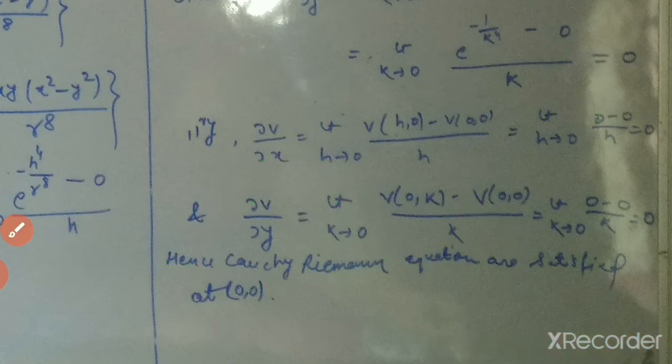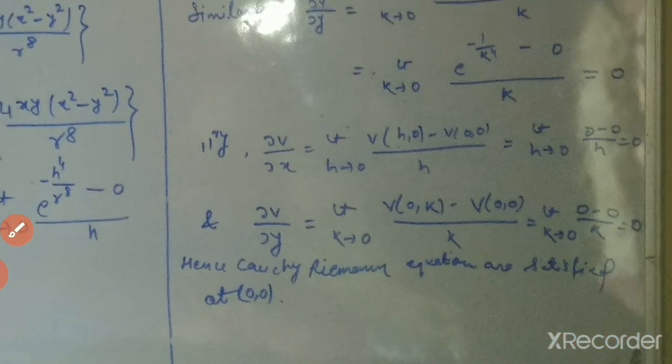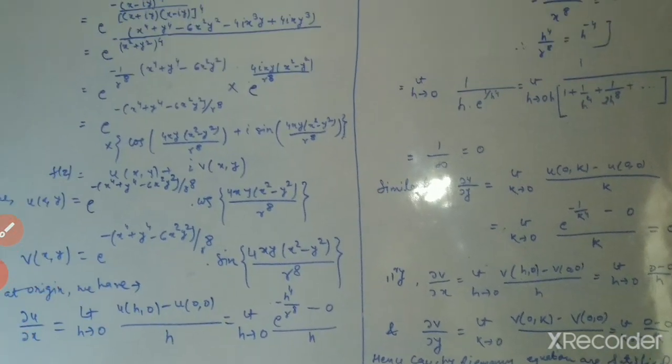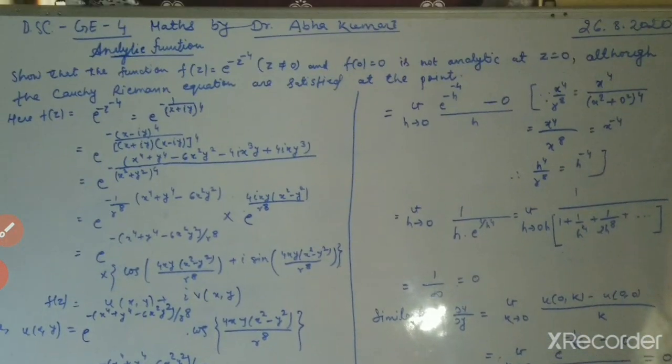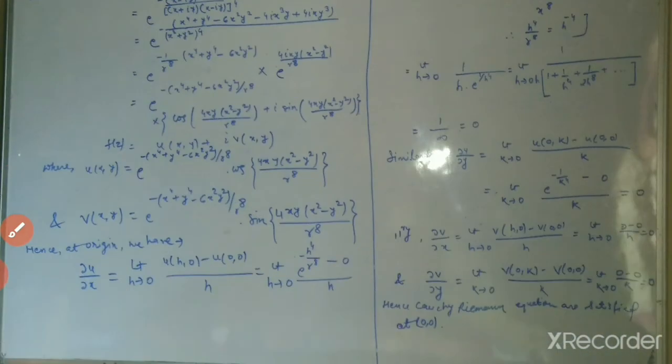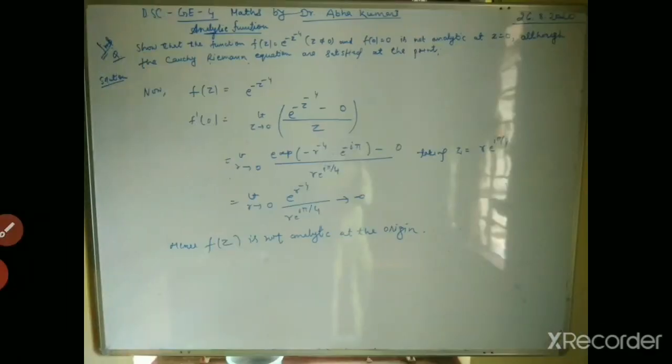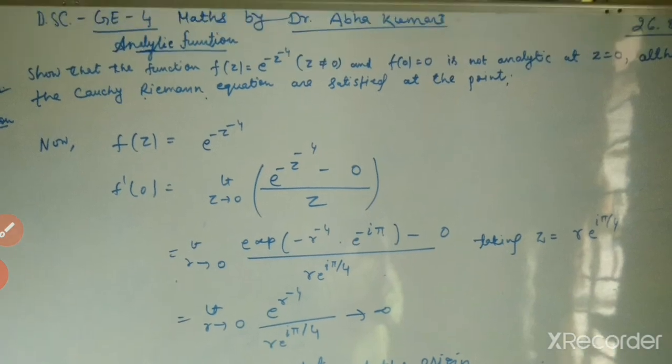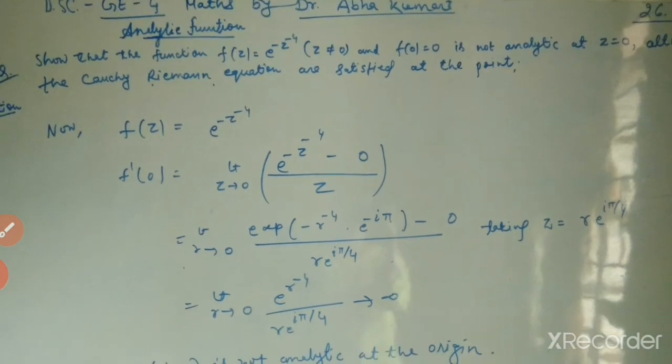Okay, now next what do we have to prove? Next we have to show whether the function is analytic or not. The function is not analytic at z equals 0. So let us prove this one: the function is not analytic at z equals 0. So here is the function, and we are going to prove it like this.